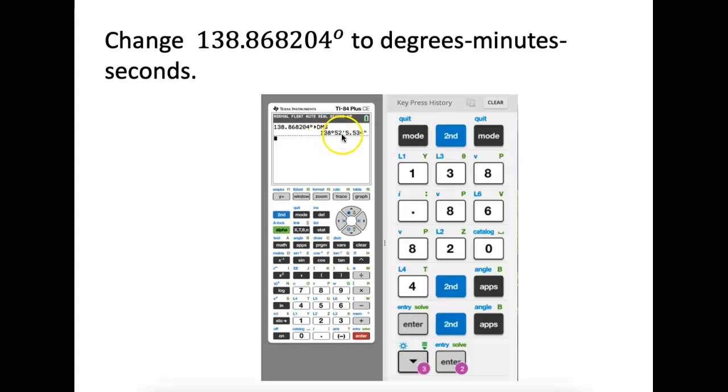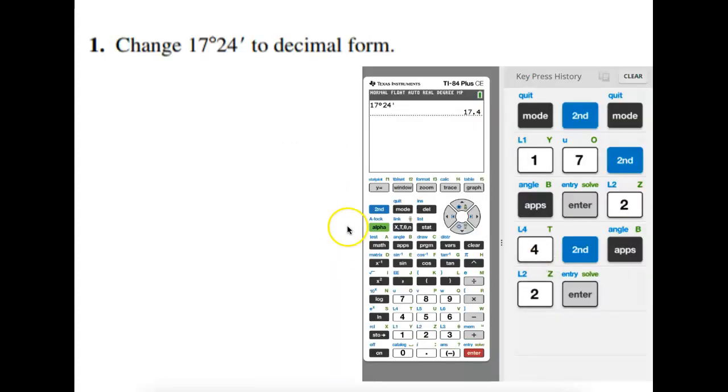138 degrees, 52 minutes, 5.534 seconds. The same thing that we got by doing the arithmetic in the previous slide. So if I wanted to change this to decimal form, degrees, minutes to decimal form, I have to type it in with degrees and minutes. And here again, you would find that in your calculator, and that would be underneath this angle function right here.